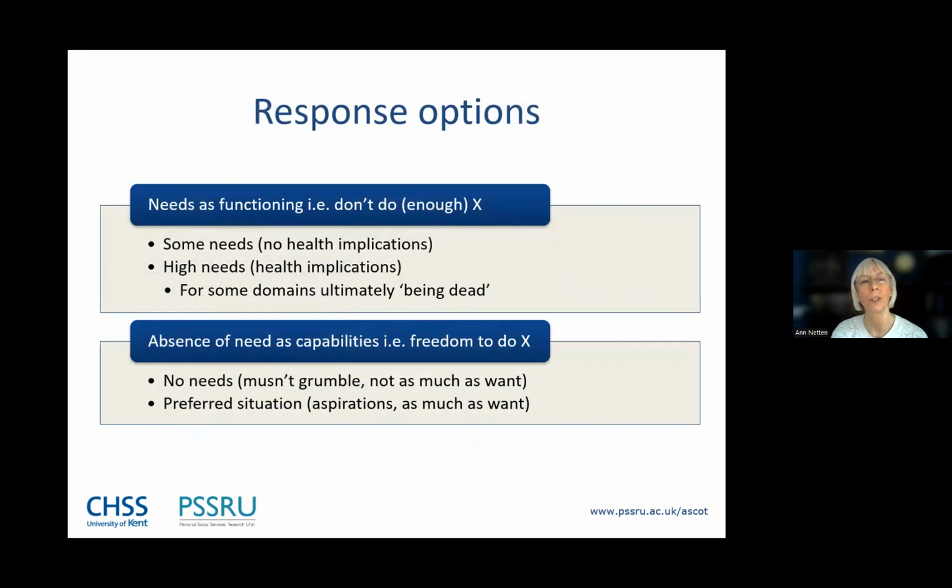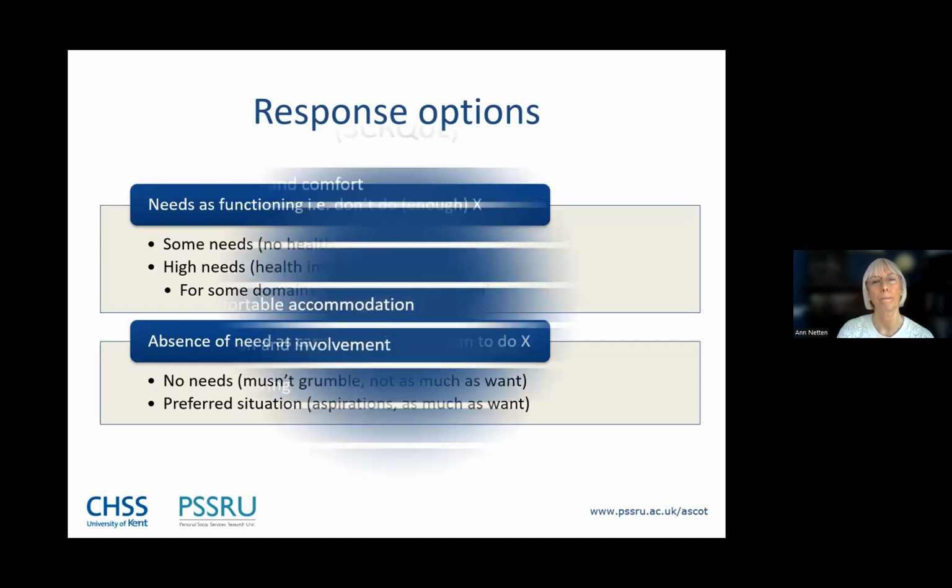So our response options for each question, we'd see needs as a functioning. So you had high needs, we've got health implications. But ultimately, with many domains, if you don't get enough food and drink, you'll die. And we've heard horror stories of that sort of thing happening. If you've got some needs, there's no health implications, but that's important to you. And then in the absence of need, we go for the no needs, mustn't grumble, still at a functioning level, and preferred situation, aspirations, reflecting capability, where I want to be.